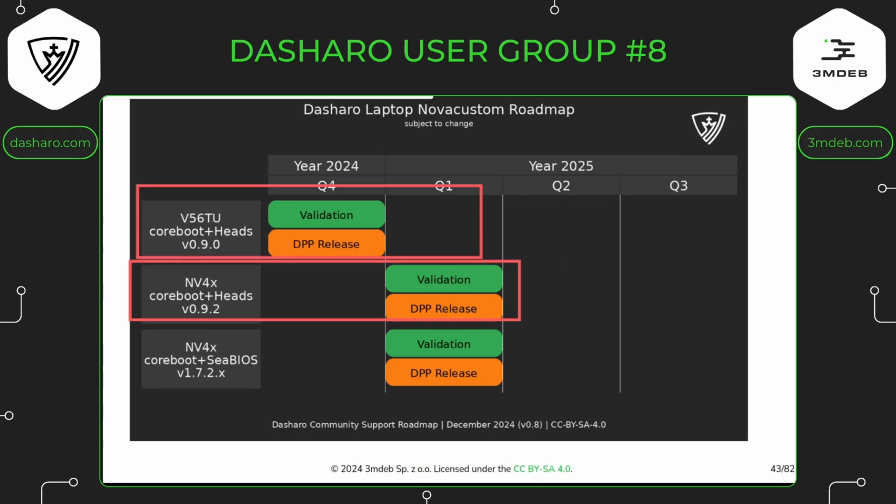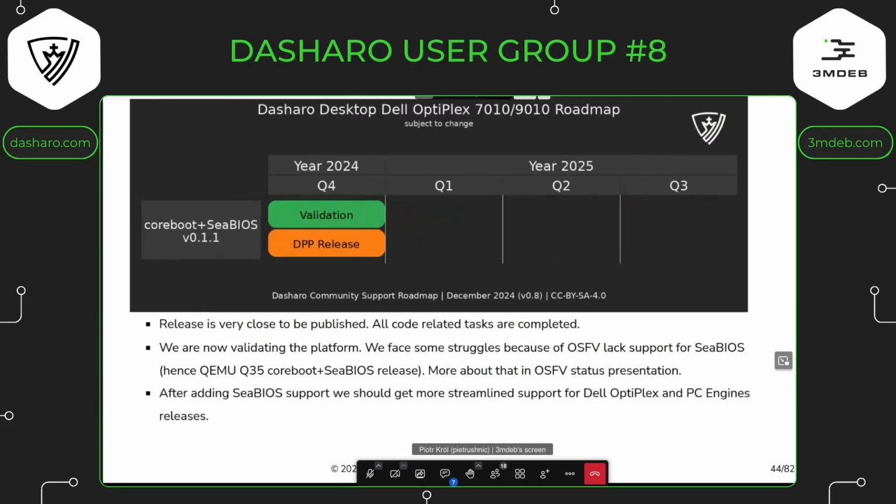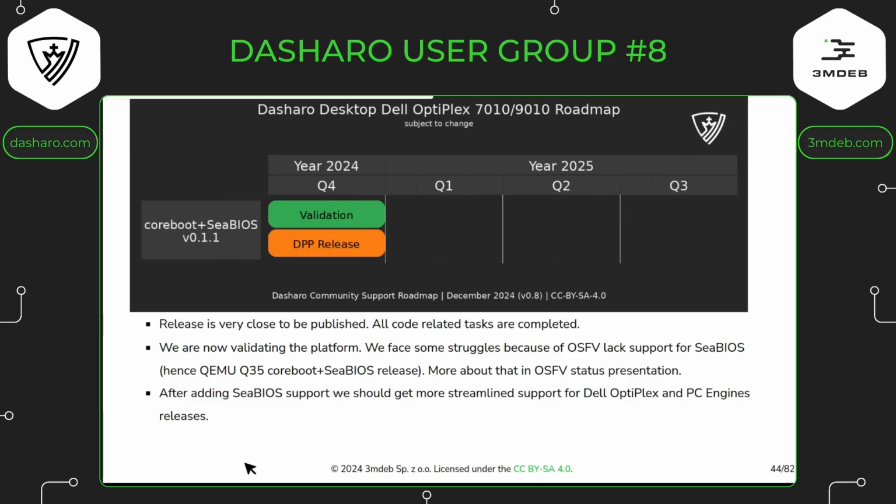Okay, Optiplex. So Optiplex, I guess it's a very old platform. It's third generation Intel, but it doesn't matter, because we're looking for enabling TrenchBoot on it. But this platform essentially faces the same issues as PC Engines. So we lack the comprehensive validation for coreboot plus CBIOS. And right now we're working on enabling that.